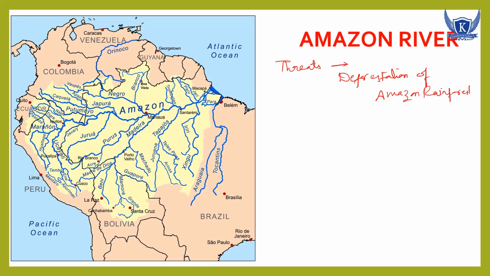So what happens here? How is it related to the river and the rainforest? If we are deforesting the Amazon rainforest, then how will it affect the river? What happens when you do deforestation? The rate of evapotranspiration will be affected. There will be a reduction in the rate of evapotranspiration. So what happens when evapotranspiration reduces?